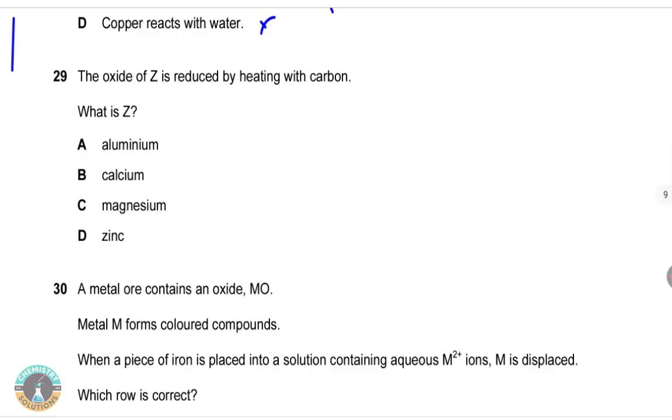Aluminum, calcium, magnesium and zinc. So first of all, I will tell you about the reactivity series.